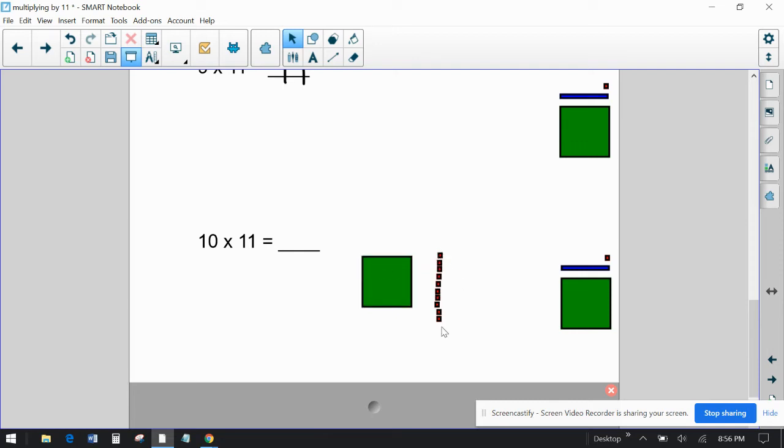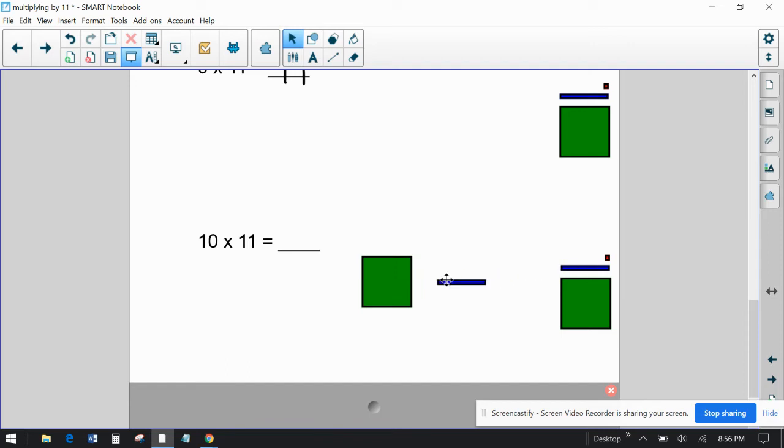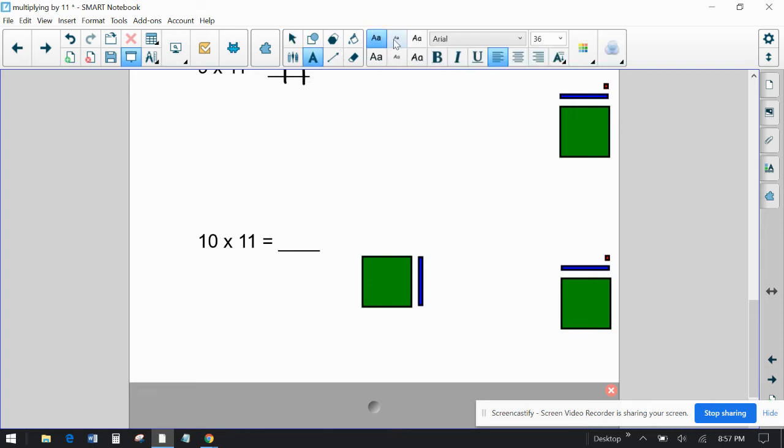Also, we have 10 1s. So I'm going to delete these 10 1s because these are now worth one of these blue pieces. So I'll turn my column of 1s into a bar, a 10. Okay, so that would be, we have our 10 rows going that way, and then on top we have a 10, then we also have a 1 going down.